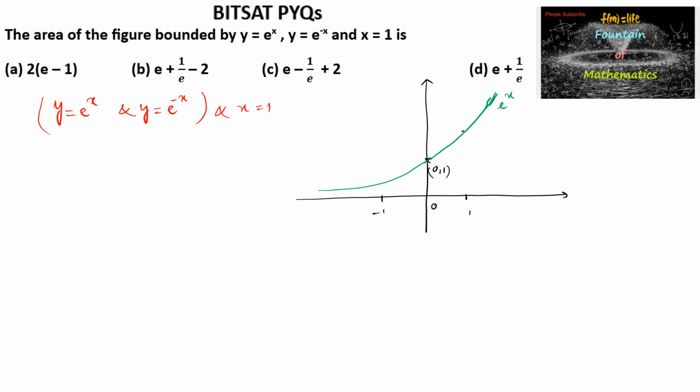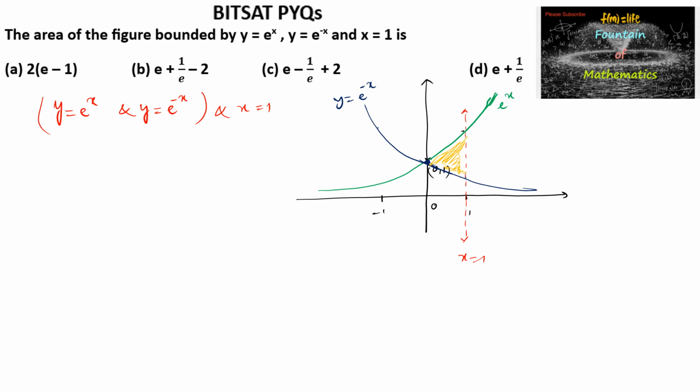When x is equal to 0 it is again 1, but when x is equal to plus 1 it is 1 upon e fraction, and when x is equal to negative 1 it will be e. So you will be getting the graph. So this is y is equal to e power negative x graph, and now between x-axis, between these two curves and x is equal to 1, so here we can say x is equal to 1 line. So the region formed between these two curves and x-axis, x is equal to 1 is here.